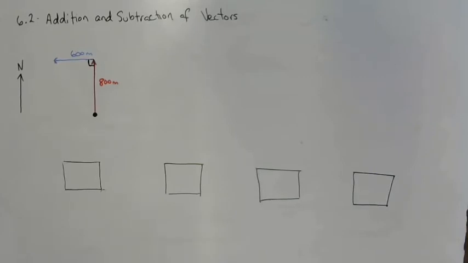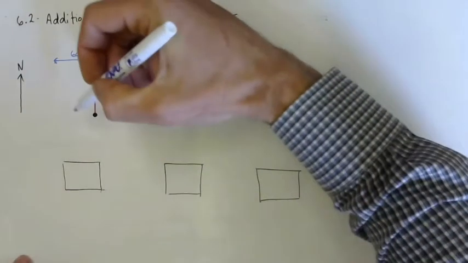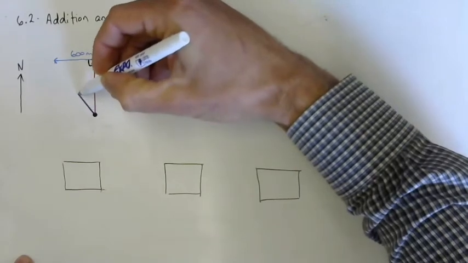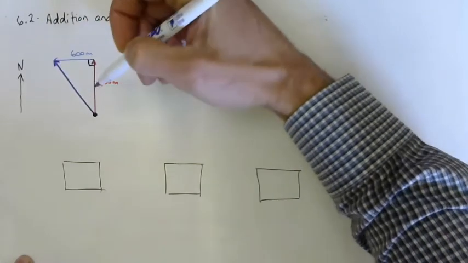Let's suppose you went for a walk. You walked 800 meters due north. Then you took a 90-degree turn to the left and you walked 600 meters to the west. If we wanted to draw a vector that represents your displacement, we would end up having a vector going from the start to the finish of your walk.